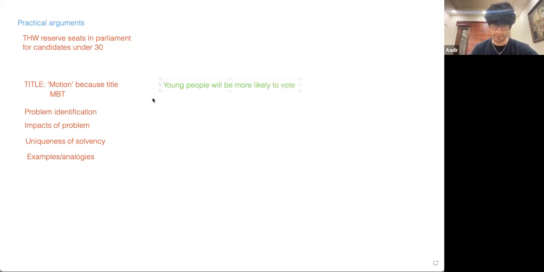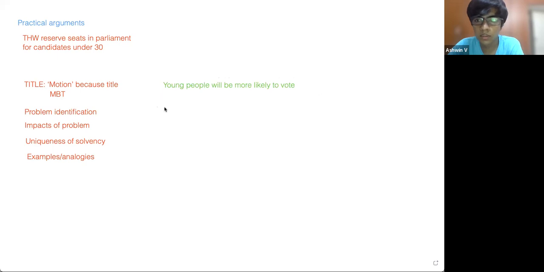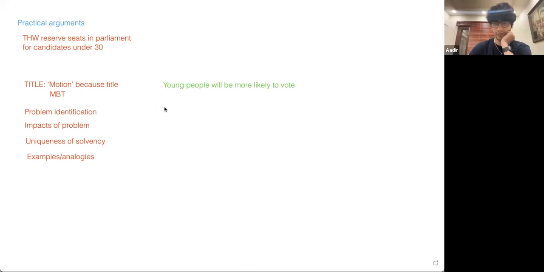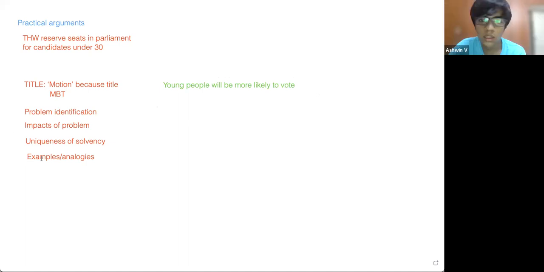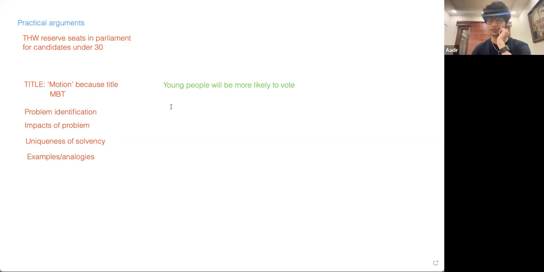All right. What is the problem? First, someone repeat this using the MBT format. I know this sounds like a stupid exercise, but please just do it. Literally, read it out. This house would reserve seats in parliament for candidates under 30 because younger people will be more likely to vote. Thank you. Right. Let's identify the problem now.